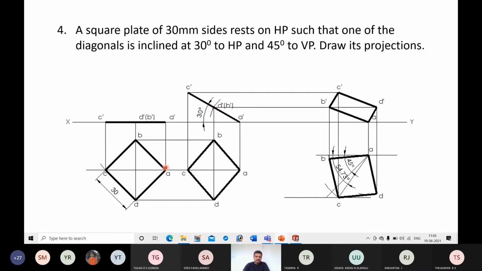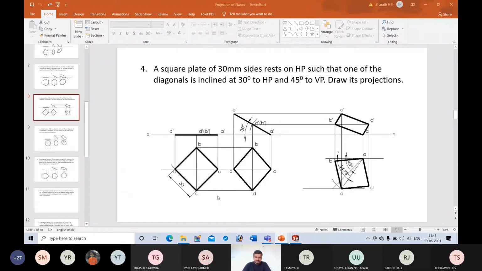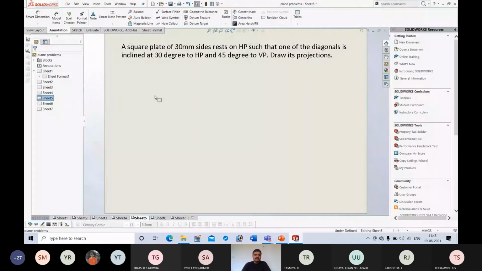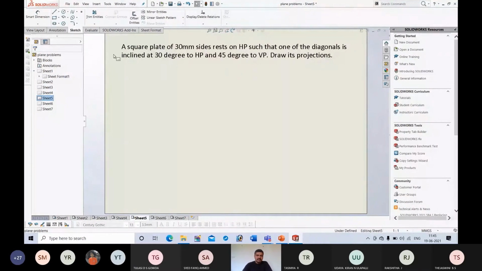So using SolidWorks, I will complete the first two steps. Then we will discuss the last step. If you have any doubts regarding the first two steps, you can ask questions. I will consider the same problem on SolidWorks. Later I will give these two questions as classwork, so that you can practice how to construct using drawing instruments on a sheet of paper.